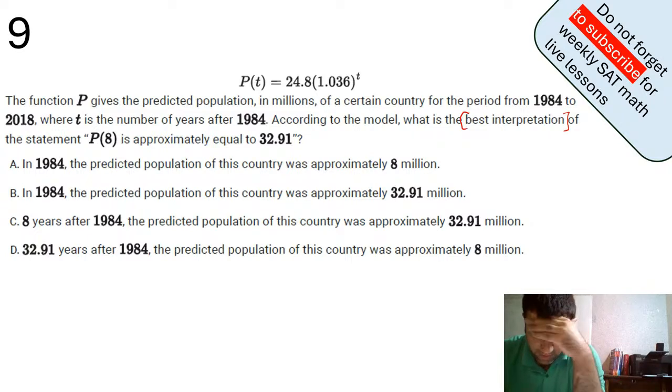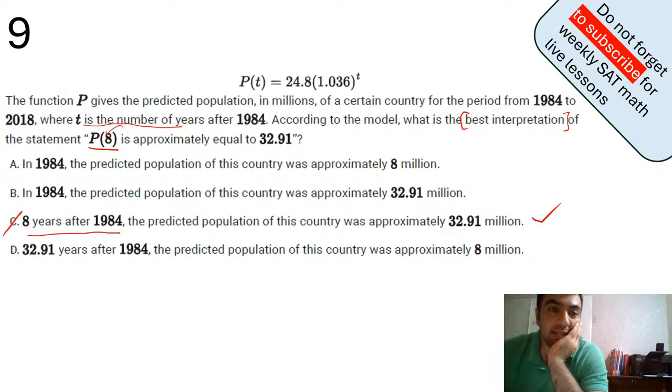Mr. Shahin and Mr. Sahib say 9 is C. The function P gives the predicted population in millions of a certain country, where T is the number of years after. According to the model, what's the best interpretation of P of 8? T is the number of years, right? Approximately. You say it is C, 8 years after. The predicted population of this country was approximately. Yes, you were right. This is C.